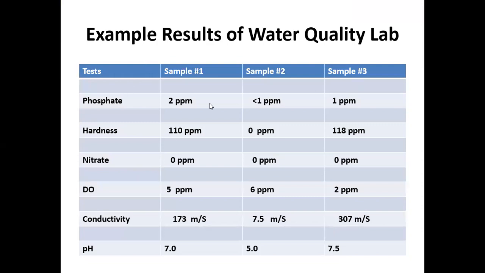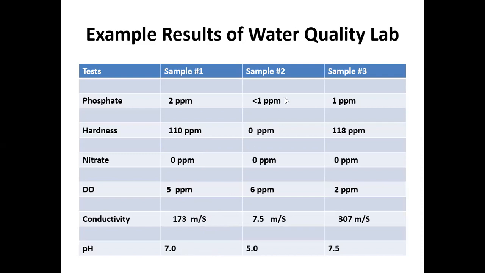So here we have 3 different samples of water from 3 different sources. And we've done all these tests to look at the 3 different samples. You can look at them and determine which one of these would be the best quality water, basically. So if you look at this first one, it's got kind of high levels of phosphates, but not too bad. Hardness is medium, okay, to high, and then no nitrates. It's got good dissolved oxygen, 5 parts per million, and its conductivity is in the mid-range, 173, okay. And pH is perfect, it's 7.